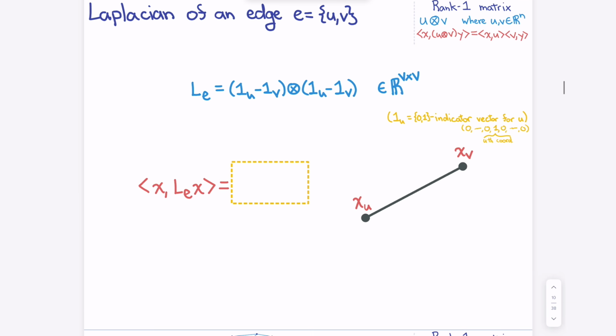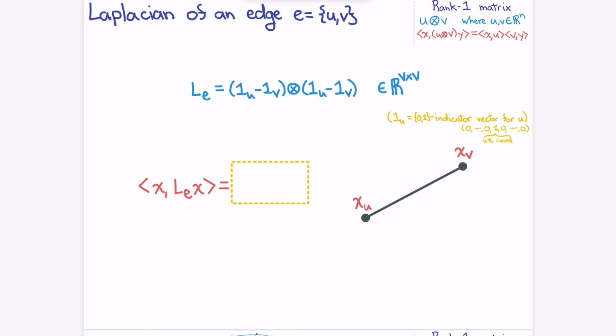But okay, so anyway, the Laplacian of a single edge will be, if I look at this 1u minus 1v, that's some kind of notation. I'm just saying, imagine a vector that's all zeros everywhere, but there's only a 1 for the uth coordinate. And then 1v will be all zeros, but 1 for the vth coordinate. Okay? And it's going to be the outer product of this thing with itself.